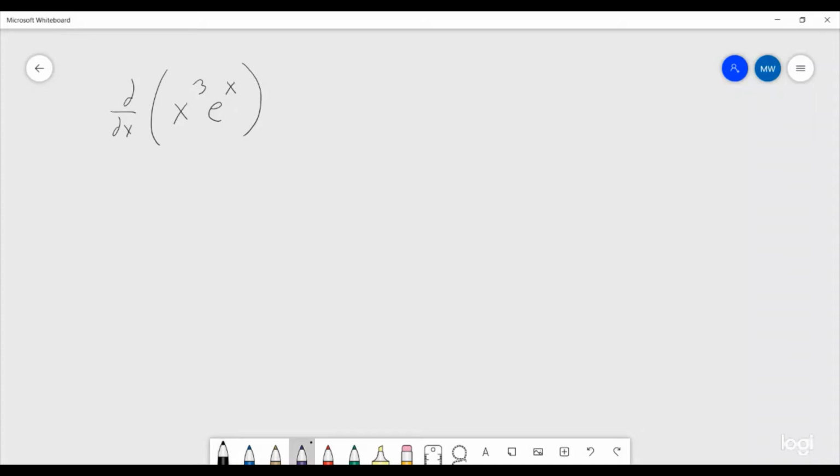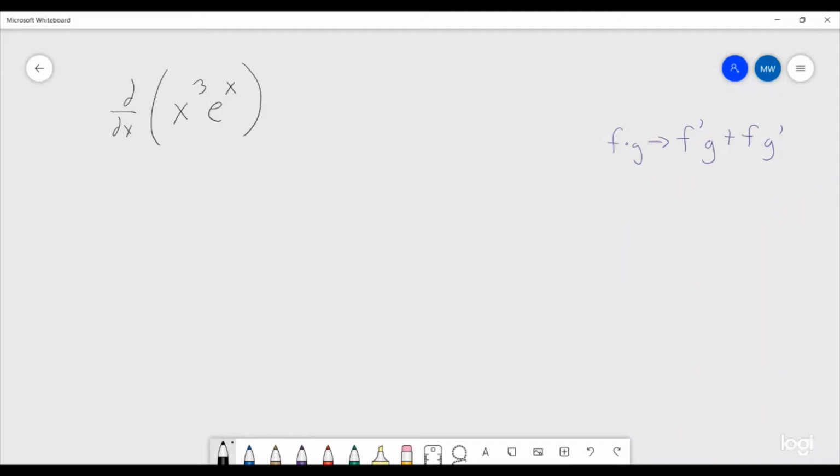So remember, the product rule says that if we have f times g, that's going to go to the derivative of the first times the second plus the first times the derivative of the second. That's what the product rule says.